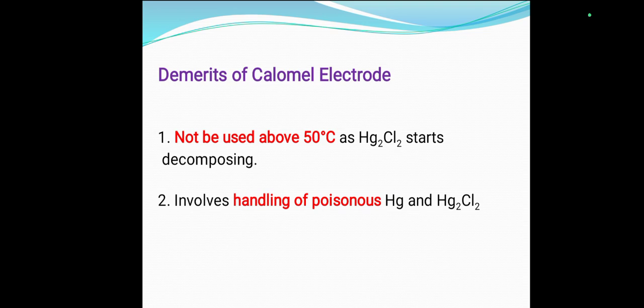Second thing, it involves handling of poisonous mercury. We know mercury is poisonous, so we have to take care while handling the electrode, because mercury is in the electrode and the nature of mercury is poisonous. So the second demerit: care should be taken because of the poisonous nature of mercury.